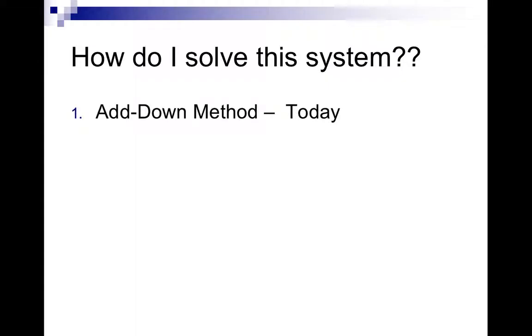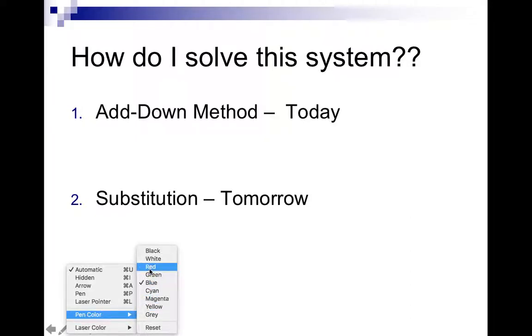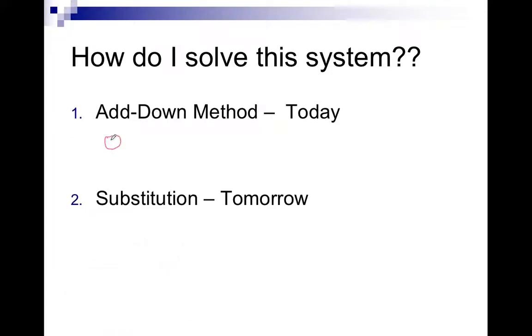So, how do I solve this system? Today, we're going to use the add-down method. Even though it's not linear, I can't call it linear combinations, I can still use the add-down method. Tomorrow, I'm going to show you substitution. There's a reason why you learn both methods in Algebra 1, or you're supposed to. The add-down method is usually nicer algebraically, but the downside is there are some restrictions on when I can use it, and I'll show you what those are.